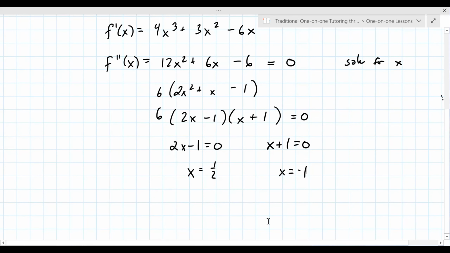Sounds good to me. Okay, I'll check it. So in increasing order, do I put -1 for the first one and then 1/2 for the second one? Yes. Okay. -1, then 1/2.